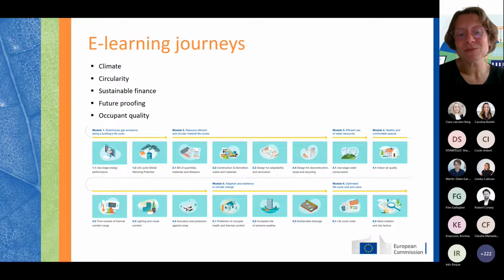You can choose in any way you want to work with the e-learning. You can do it for any kind of indicator that you're interested in, but you can also take a particular e-learning journey, as we call it, depending on your overall interest. So if you're interested in climate, which we will be talking about today, then the e-learning sets you on a journey to take on the most important Levels indicators to do that. So all that is accessible on our Levels website.